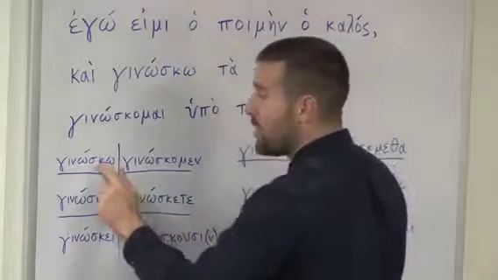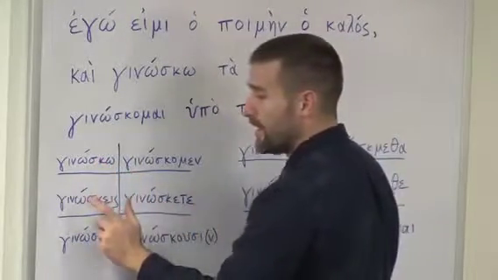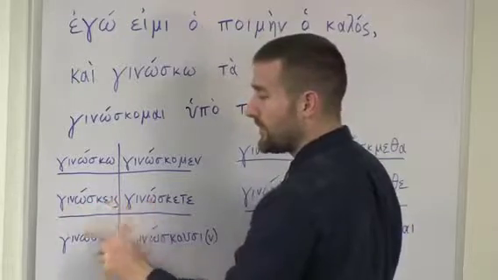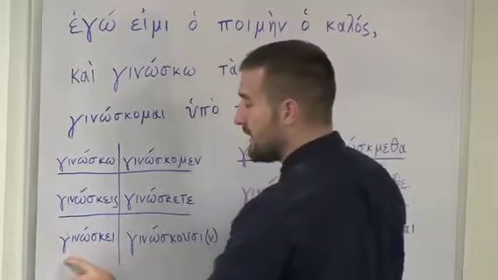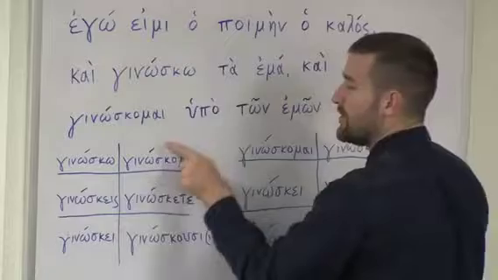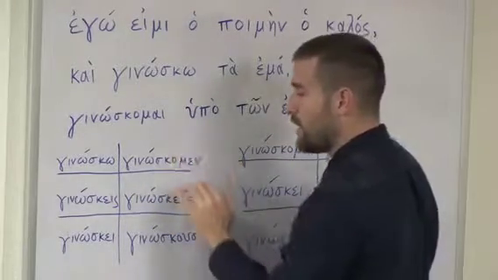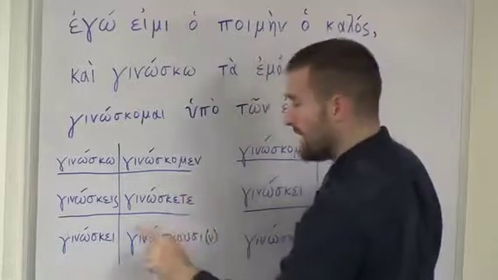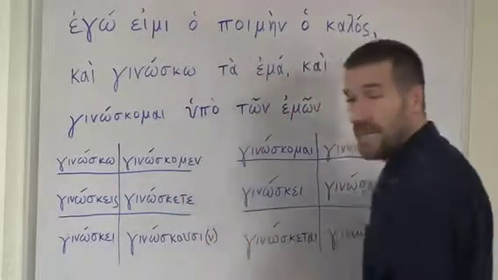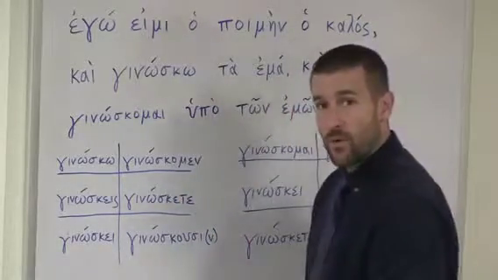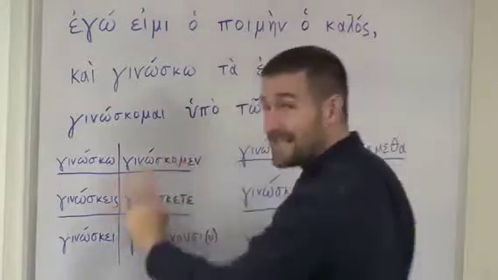So I know is ginosko, you know is ginoskis, he knows is ginoski, ginoskomen, ginoskete, that's of course we know, you know plural, and ginoskusi means they know, all right? So these are your active forms of ginosko.